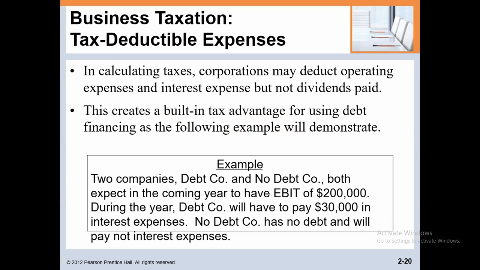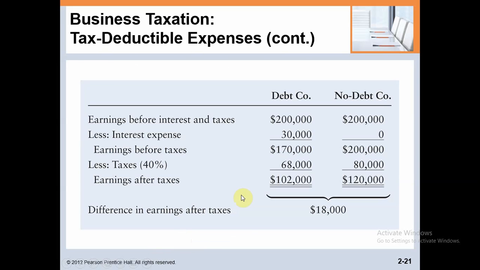So here is the example from which we can explain two companies, Debt Co and No Debt Co. Both expect in the coming year to have an EBIT, let's suppose, of 200,000 during the year. Debt Co will have to pay 30,000 in interest expense. No Debt Co has no debt and will pay no interest expenses. So here is the example.